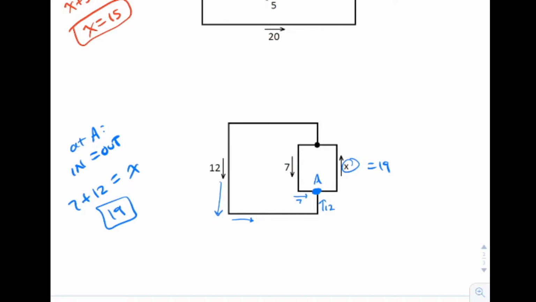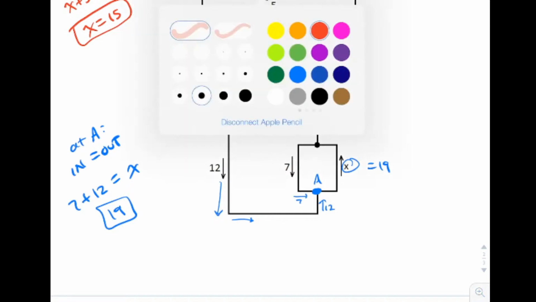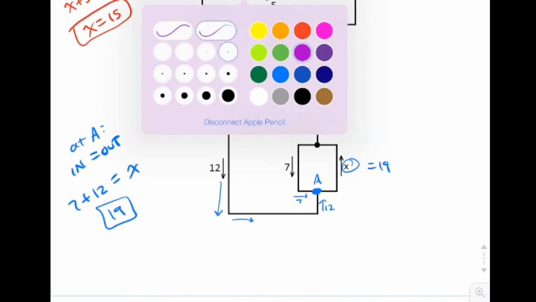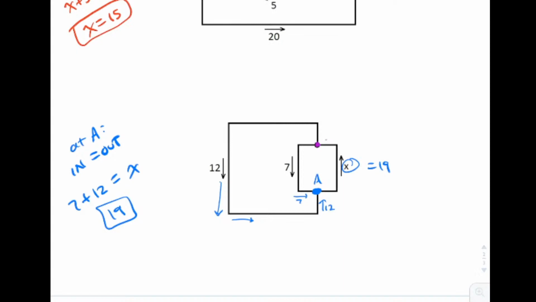And if you wanted to try to make more sense of that, you could say, well, if I look at the other junction, I got 19 going in, and then this 12 came from over here, so that must be 12 there, and then this 7 comes from over here. And notice I got 19 in, and I got 12 and 7, which is 19 out. Everything checks. Checks fine.